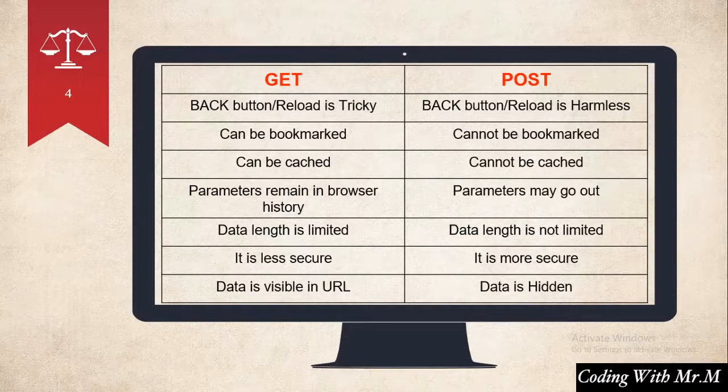But if you talk about bookmarking a page, then the page using get can be bookmarked, whereas the page using post can never be bookmarked. If you talk about the cache memory, then those having the method get can be cached, whereas those using post cannot be cached. Whereas if you are using get, the parameters remain in the browser history, whereas if you are using post, the parameters may go out.